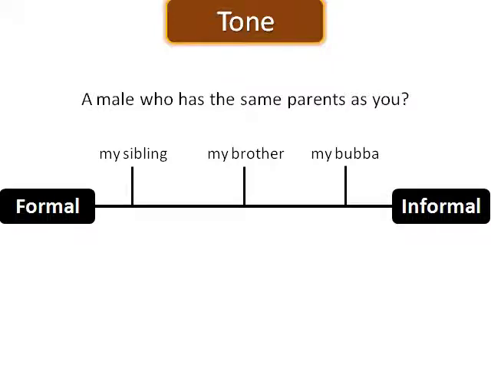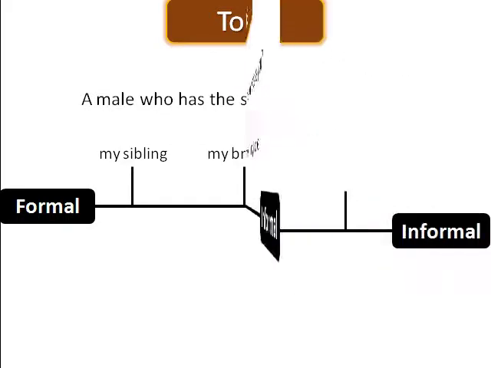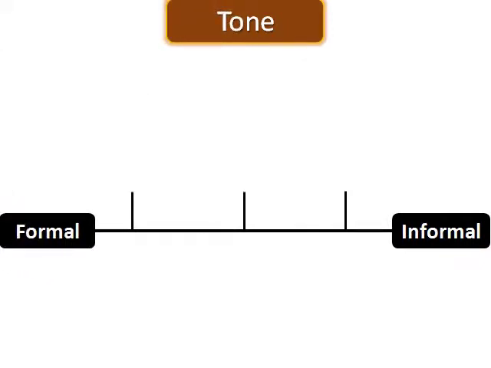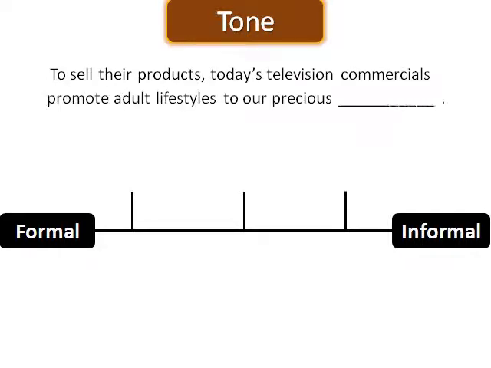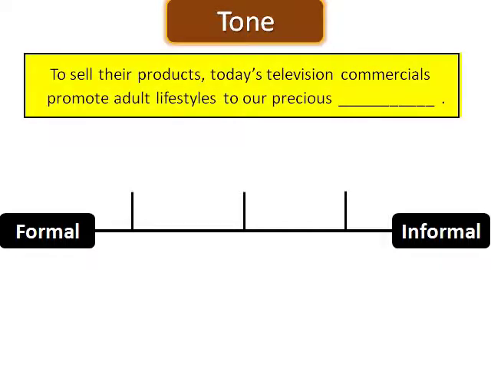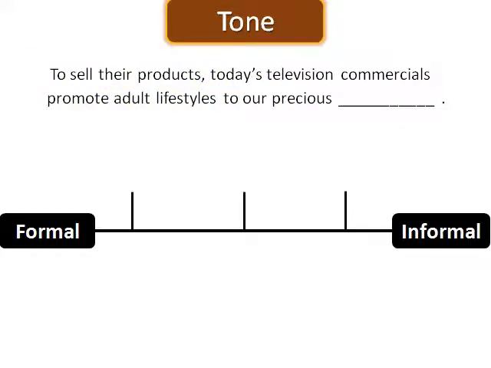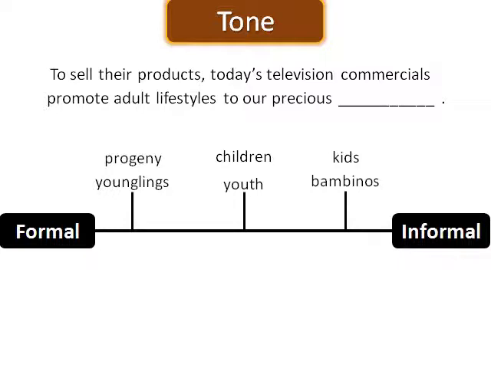One of a writer's main jobs during the revision process is to check for words whose tone doesn't fit the final product. For example, you've written the following sentence in an essay that analyzes the impact of television commercials on today's youth. "To sell their products, today's television commercials promote adult lifestyles to our precious." Here are just a few of your choices: progeny, kids, youth, younglings, children, bambinos, and more.